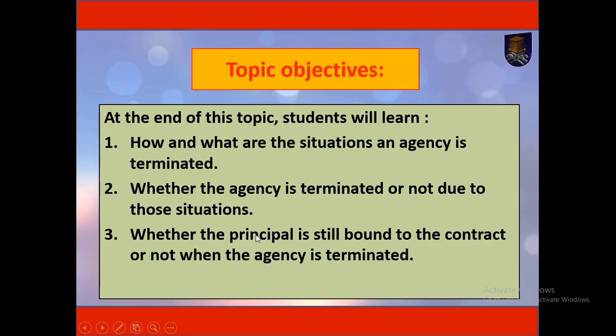Meaning the students has to find out what are the modes or how the agency is terminated, and then whether that termination is effective or not. Because you need to know if the agency is terminated, the effect is that there is no more relationship between the principal and the agent. And of course, when the agent make contract, it is no longer binding upon the principal. So that's why it is important for you to know what are the situations and what are the exceptions to the termination of this agency.